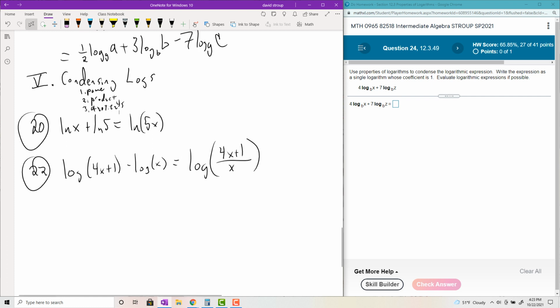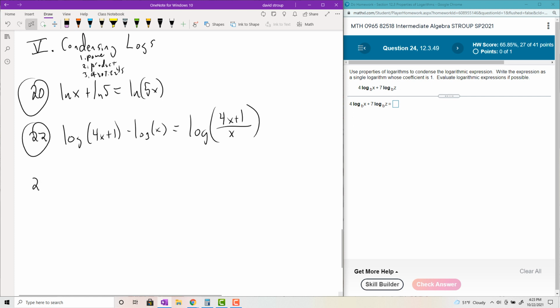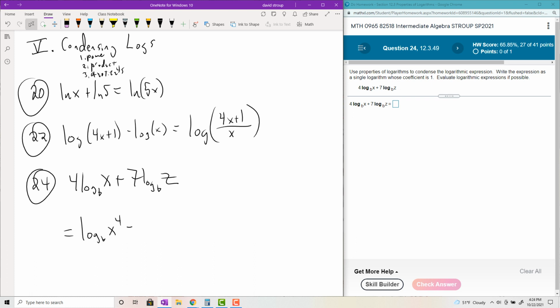So anyways, here 24, we have 4 log base b of x plus 7 log base b of z. So I want to do power rules first. So I have log base b of x to the 4th plus log base b of z to the 7th. Okay, and then I'm going to do product rule. Log base b of x to the 4th, z to the 7th.